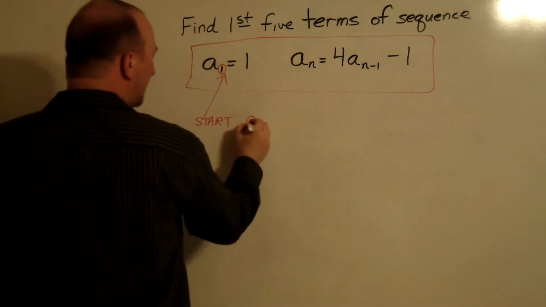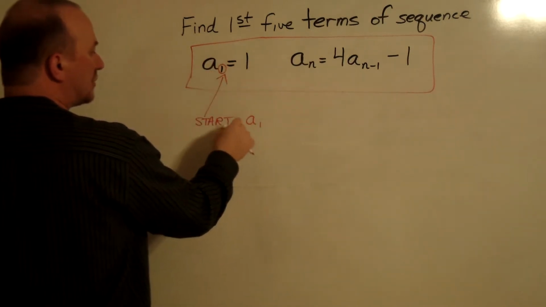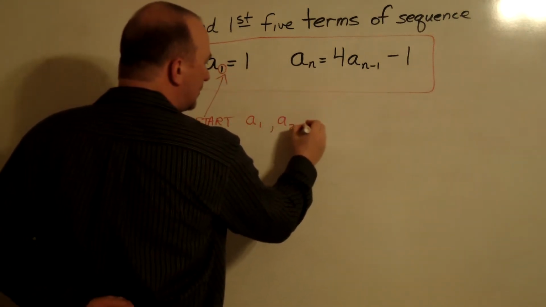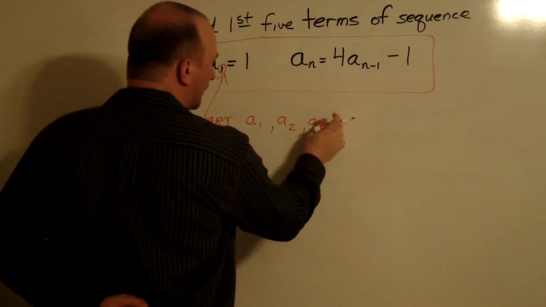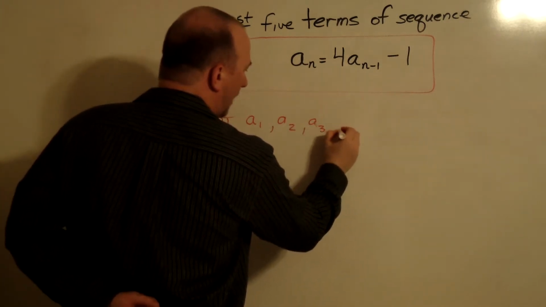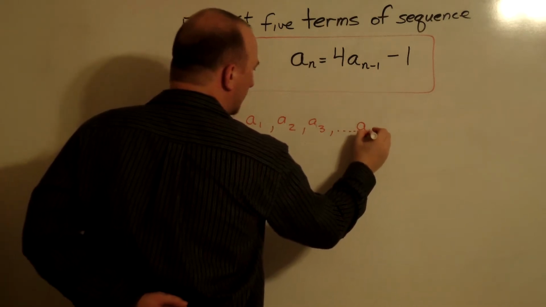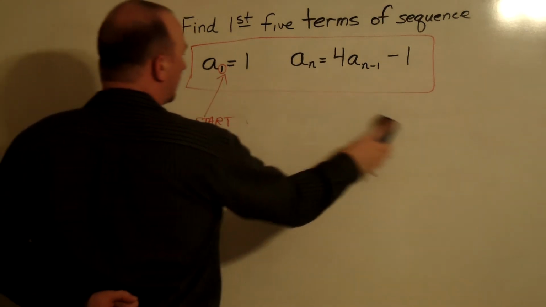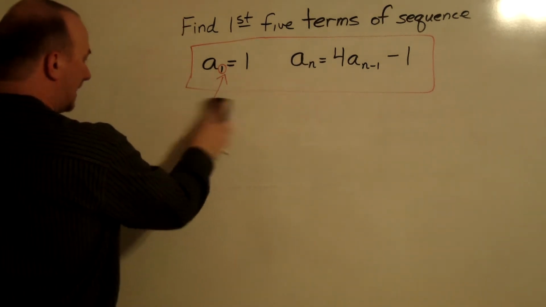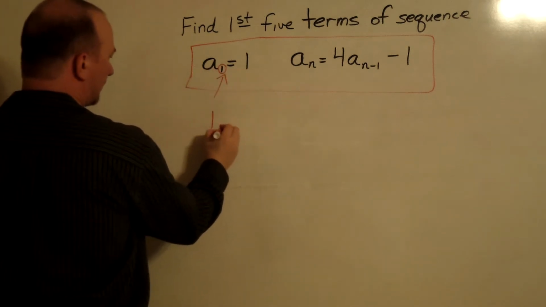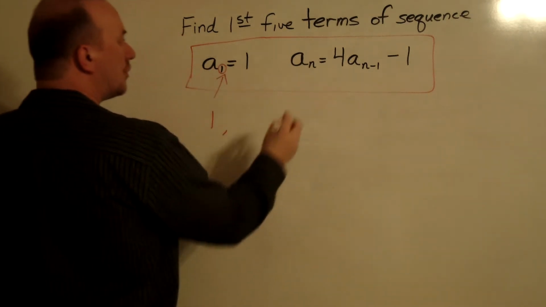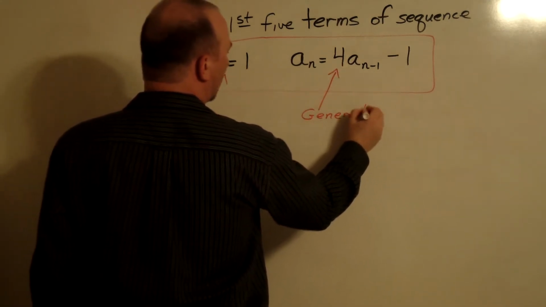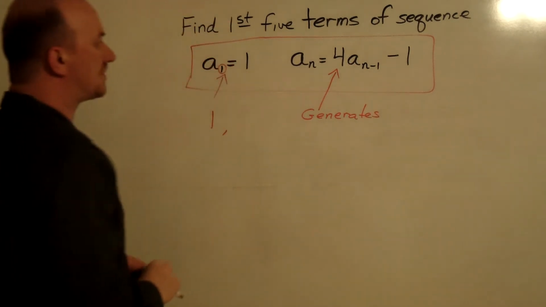The A sub 1 means the first term of this sequence. The next term would be A sub 2, A sub 3, likewise all the way up to A sub n. Now this sequence starts at 1. We already knew that it starts at 1 because that's what they tell us. But to get these next terms, we have to use this. And this is the thing that generates all the rest of the answers.